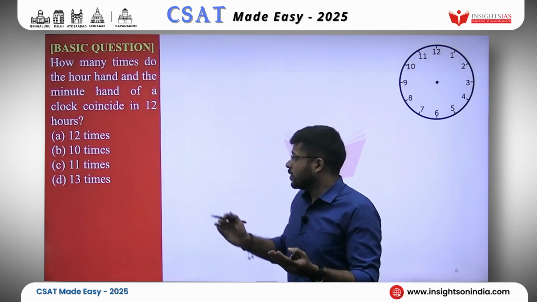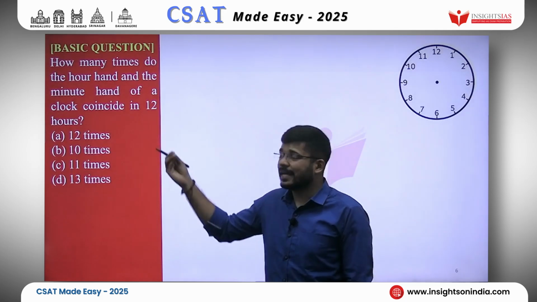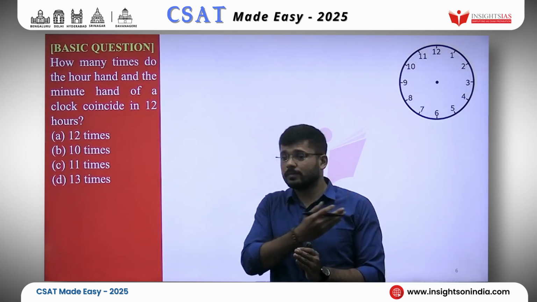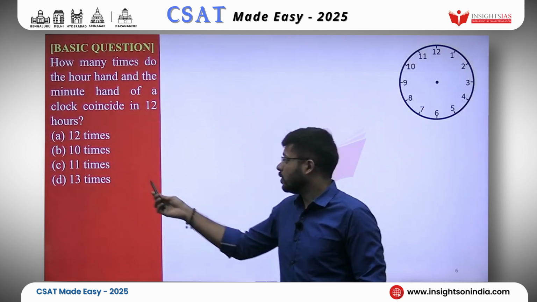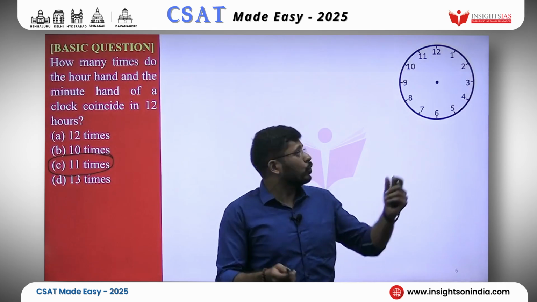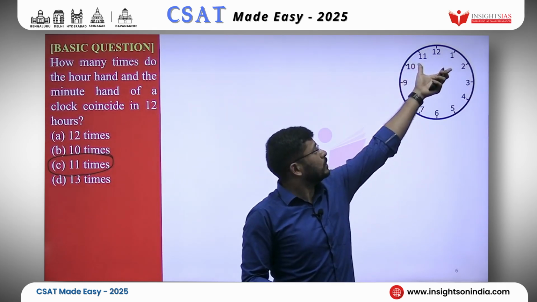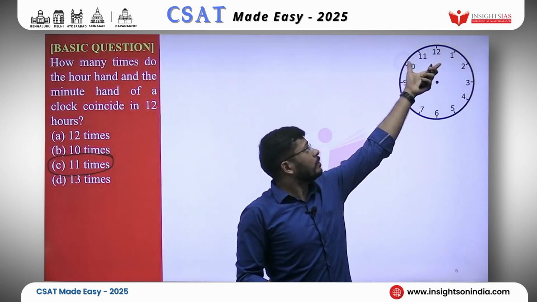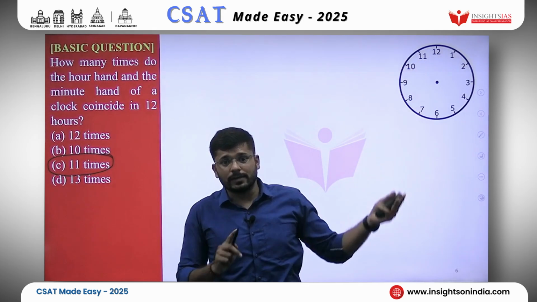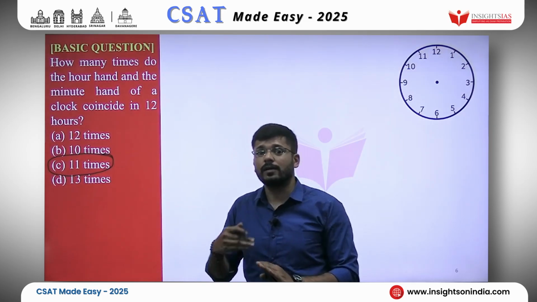We already know the answer for this. How many times do the hour hand and the minute hand of a clock coincide in 12 hours? Since there are 12 hours in a clock, the answer would be only 11 times, because between every two consecutive hours they coincide. Our exception is 11 to 1. Here between 11 and 1 they coincide only once. So 10 plus 1, that would be 11 times. Okay, let's go to the next question now.